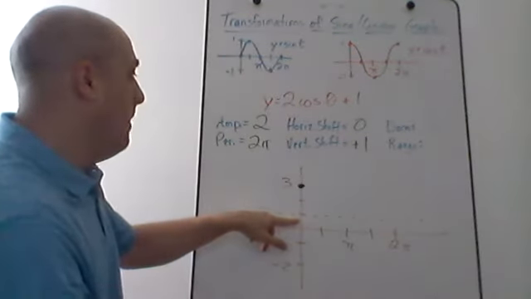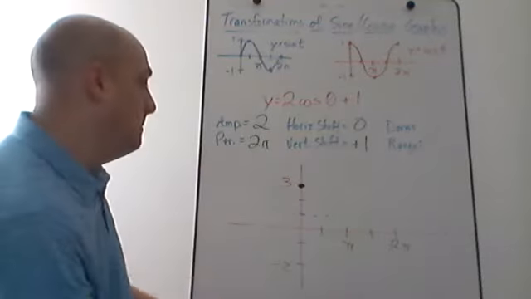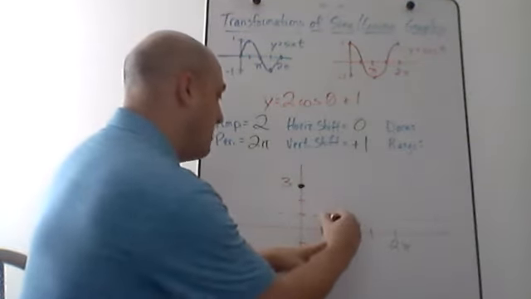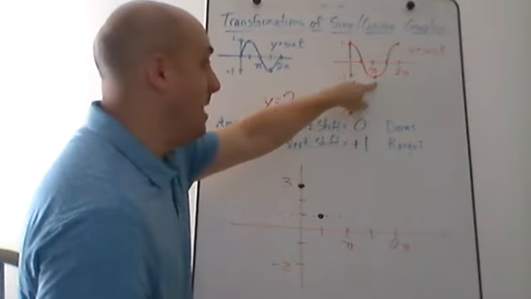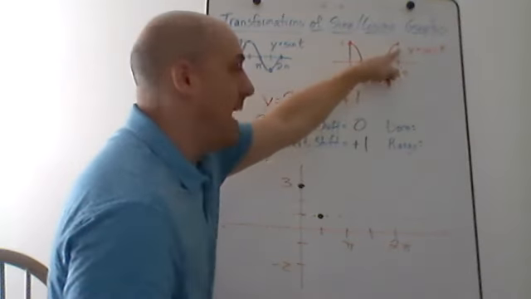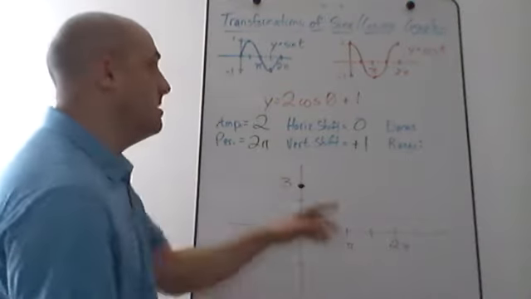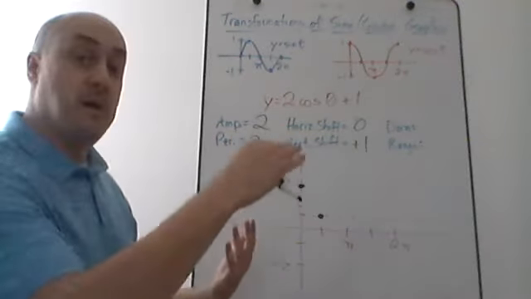From that middle point, cosine starts at the maximum with an amplitude of 2. It takes me up 2. And then I use my guidepost. At the next guidepost, it comes back to the middle line. From the maximum to the middle, to the bottom, to the middle, to the maximum again. And that's 1 full period. That's why I took this and cut it into those 4 pieces. Then I just go top, middle, bottom, middle, top to graph my cosine function.